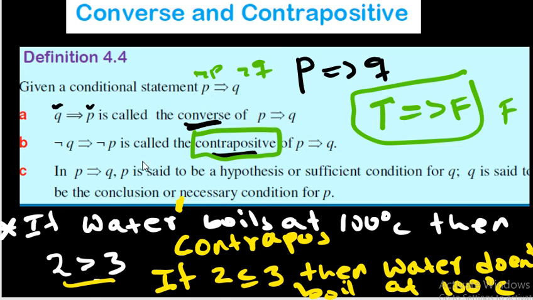We will see exercises. In general, in a conditional statement P implies Q, we call P the premise, or hypothesis, or sufficient condition for Q. What about Q? Q is said to be the conclusion part, or we call it a necessary condition for P. Let us see some examples, especially of the contrapositive part. It will help us prove mathematical statements. So let us see some mathematical statements and try to prove them.